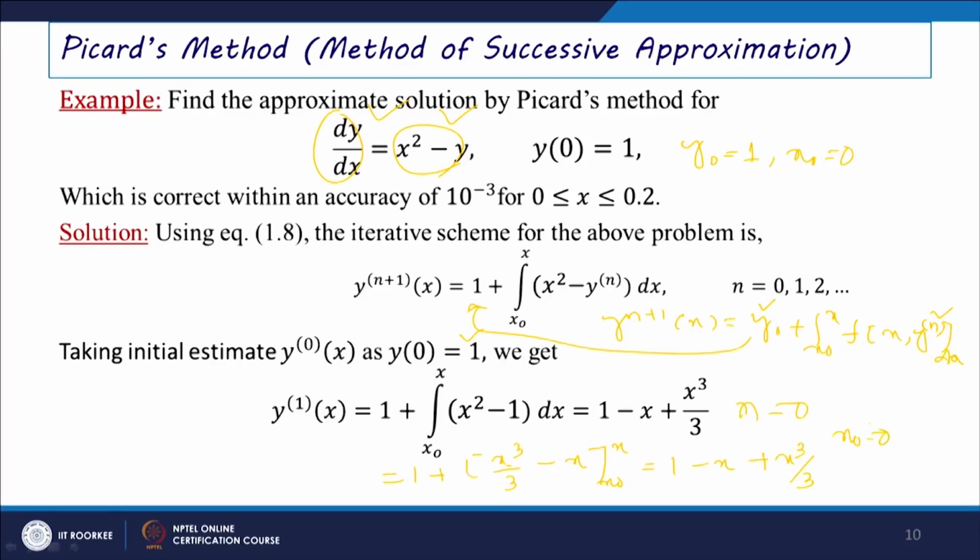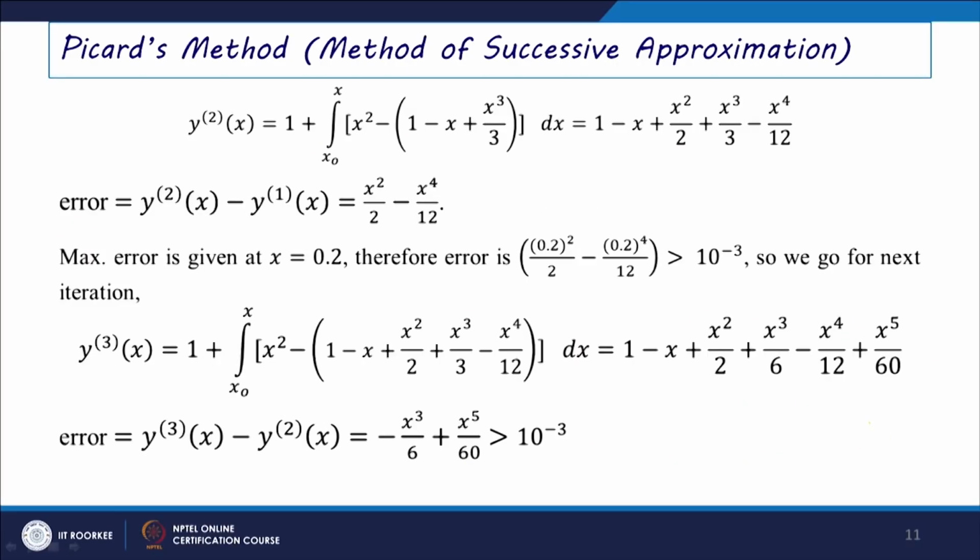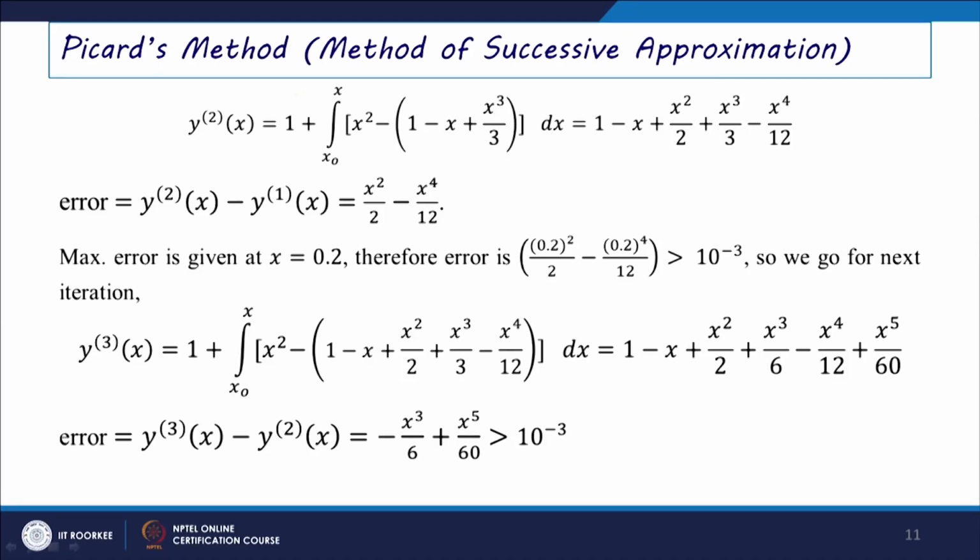So, next we will go for Picard's method of successive approximation for the second iterated term. If you consider the second iterated term, we can write this as y2 of x, which is nothing but the y naught term plus the integral from x0 to x, and for the next approximation we write f of x, y power of 1, into dx.